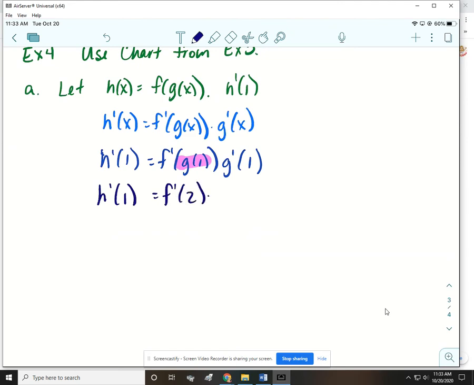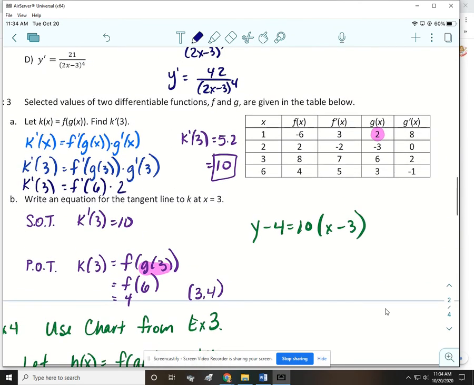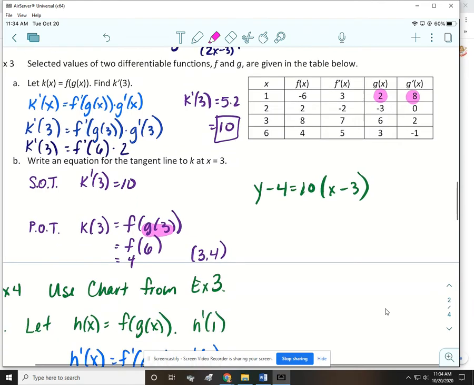All right, then I'm going to go back to the table. I'm going to find g prime of 1. That's going to be 8.